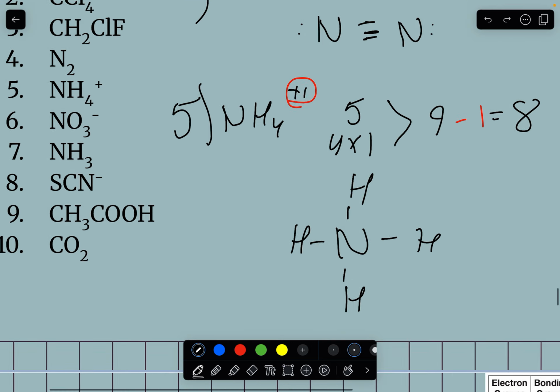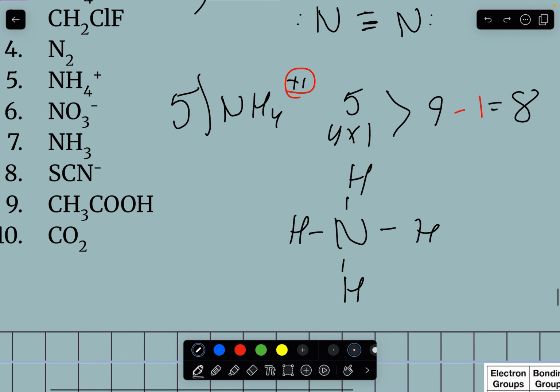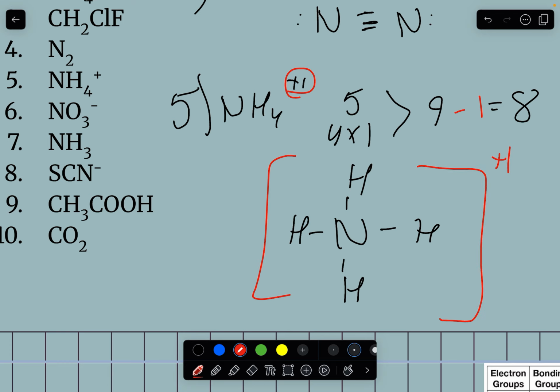So that's that. When you're doing a Lewis dot structure for a charged compound, right, we had the +1 charge, you're going to draw your Lewis dot structure, put brackets around it, and put the charge on the outside.